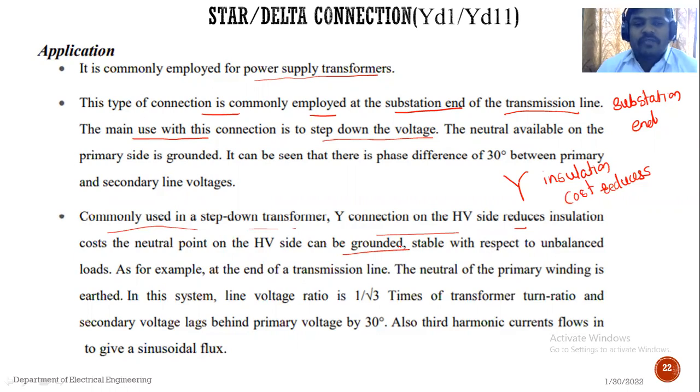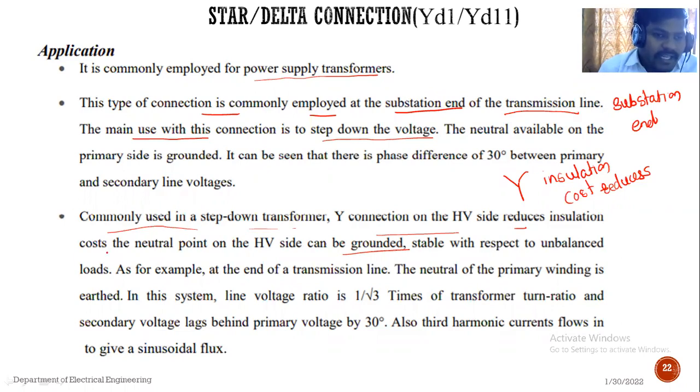Stable with respect to unbalanced load. If an unbalanced load is there, then also it will be stable. हा stable आहे if the unbalanced load is there. Okay, unbalancing will occur when there is a non-linear load connected on the secondary of the transformer. Transformerच्या secondary ला जर non-linear load connected असेल, then there will be a voltage fluctuation, or it may be unbalanced voltage. Okay, so that is unbalancing.